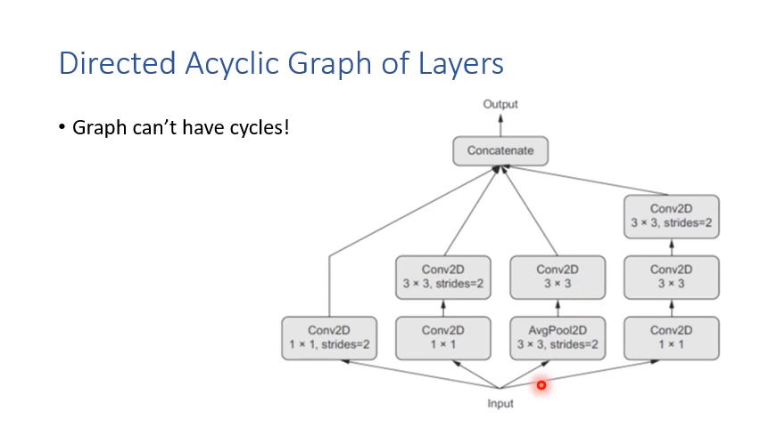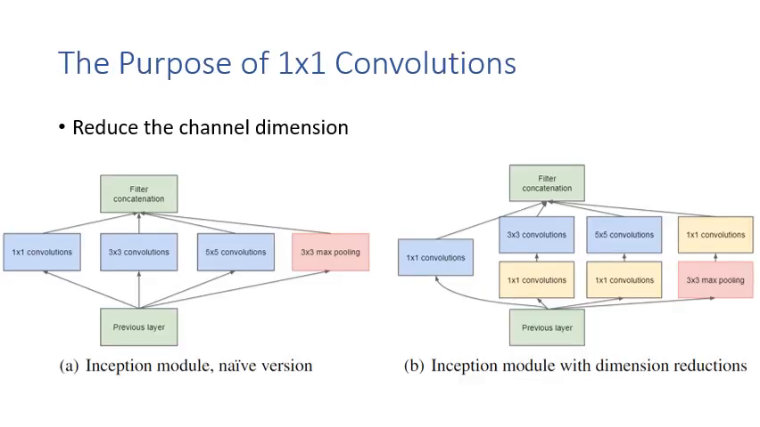The fourth one goes through the 1x1 filter, and then the 3x3 convolution 2D filter, and then another 3x3 2D filter with stride 2. So there are 4 branches in the Inception module. So what is the purpose of the 1x1 convolution filter? Why do we need to handle only 1 pixel?